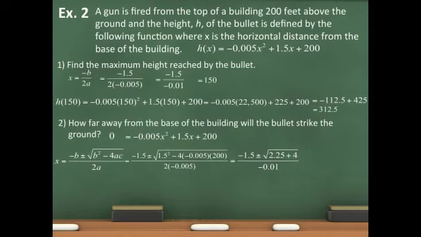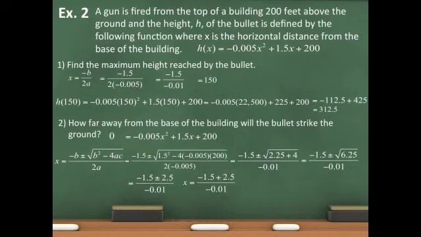Simplifying, 1.5 squared equals 2.25. Negative 4 times negative 0.005 times 200 equals 4. And 2 times negative 0.005 equals negative 0.01. 2.25 plus 4 is 6.25. The square root of 6.25 is 2.5. Break this up into two solutions.